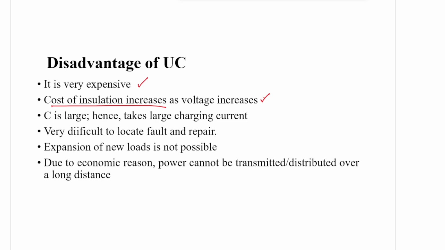Now, as it has a very significant value of C, it takes a large charging current, which is equal to V by (1/omega C), that is, omega C into V. This is the formula for charging current. It takes a large value of charging current.